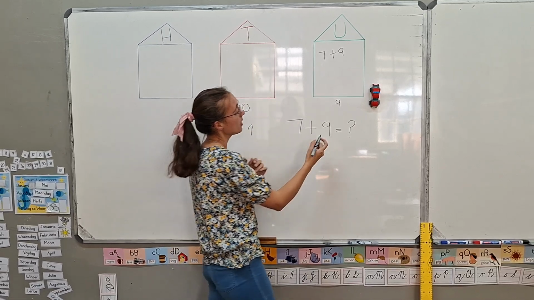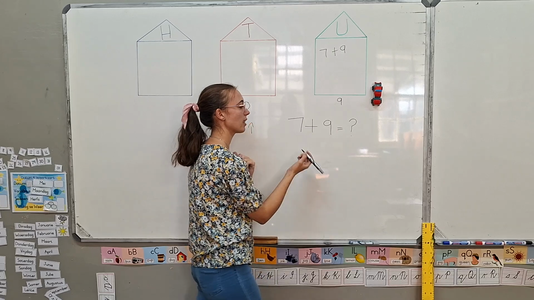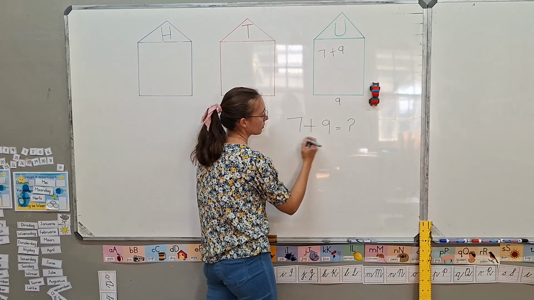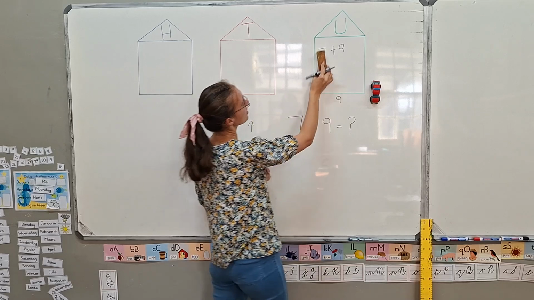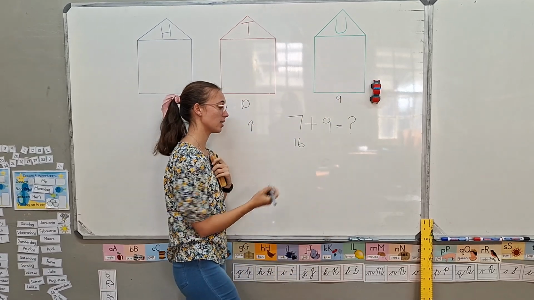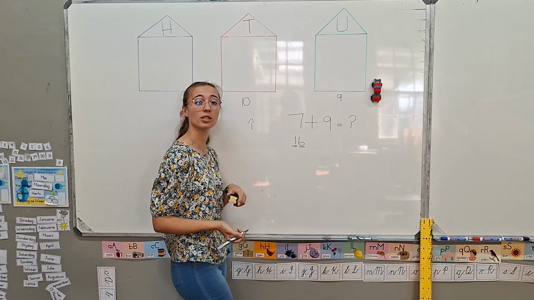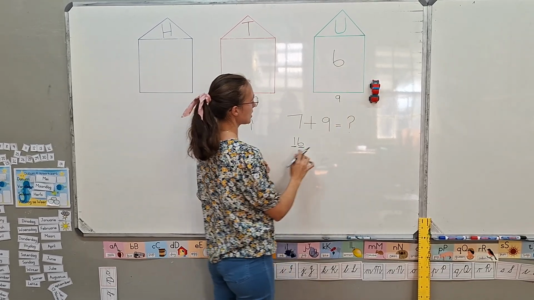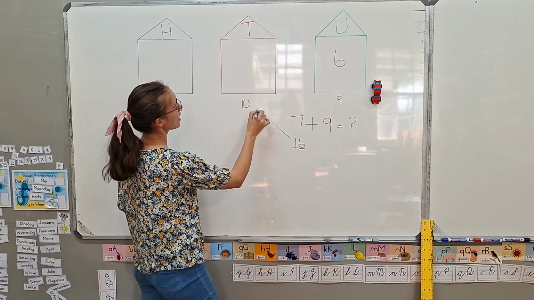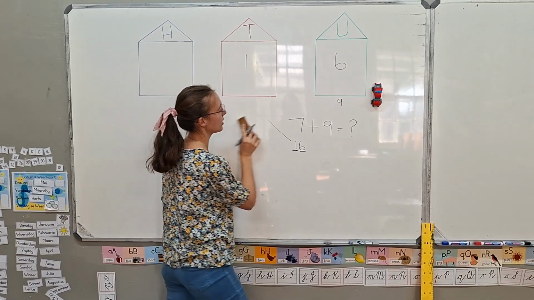Okay? So, let's do the sum. 7 plus 9 will equal 16. So, in that 16 as an answer, there's a 10 and there's a 6 as a unit. Let's break it up. The 6 will go to the unit and the 10 I will take up to the tens house. So, let's do the next one.